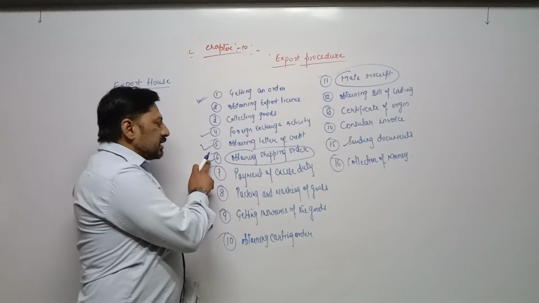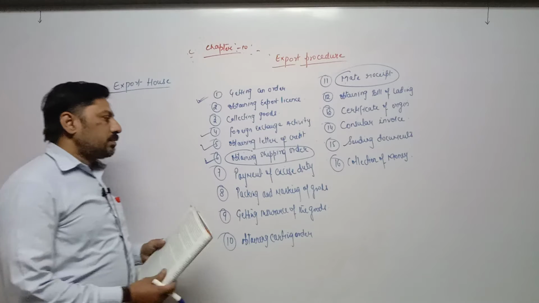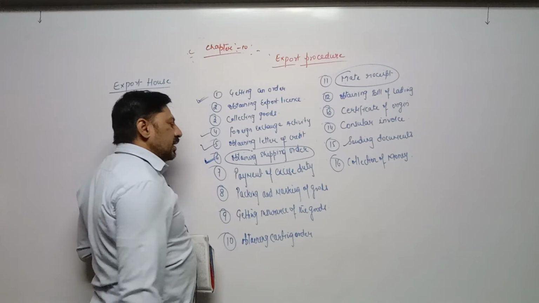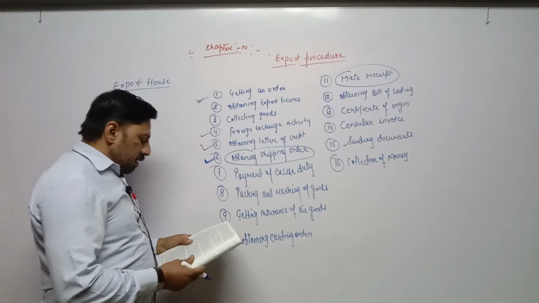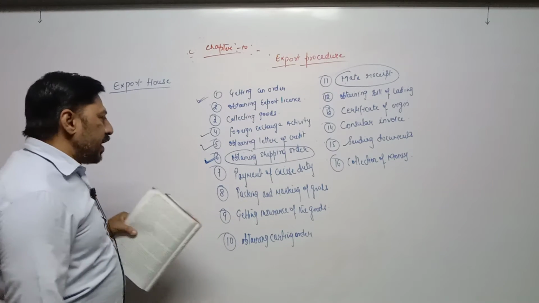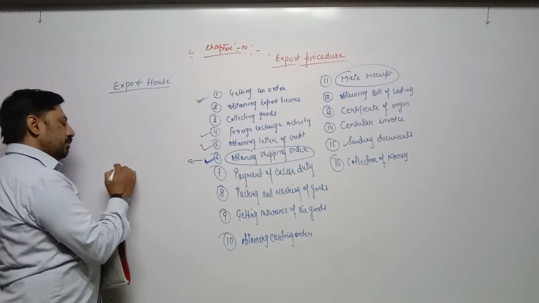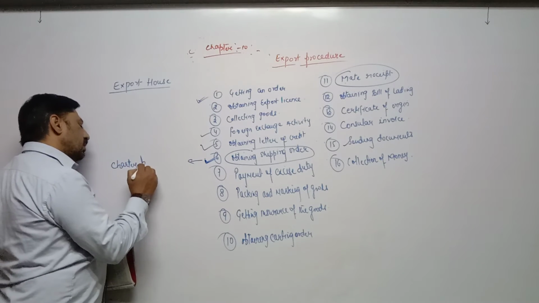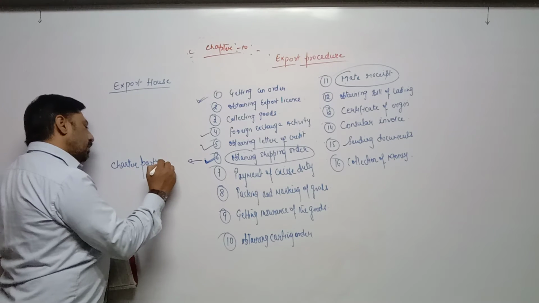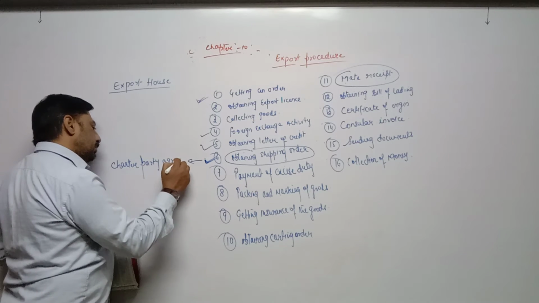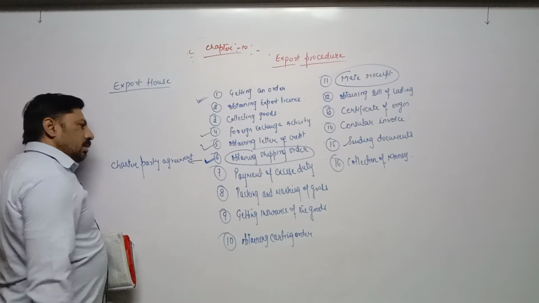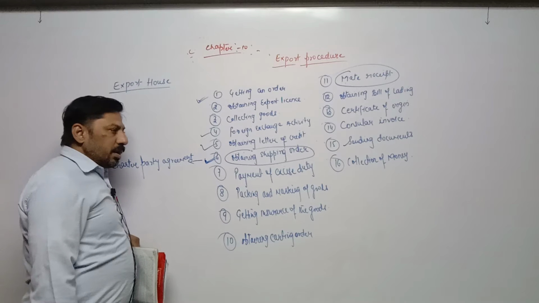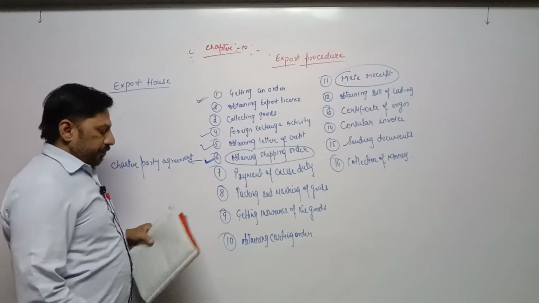Now an important topic, sixth: obtaining shipping order. This shipping order may be asked separately for short notes. Write short notes on shipping order, or the other name, charter party agreement. Sixth point, charter party agreement. What do you mean by charter party agreement? Or write short notes on charter party agreement. In this way the question may come.